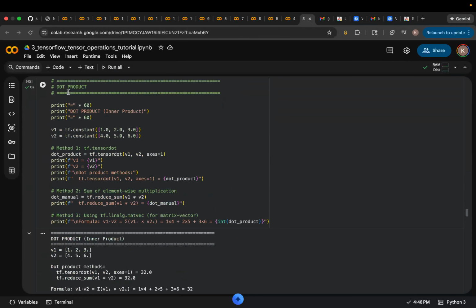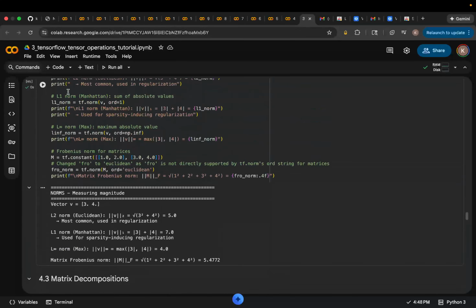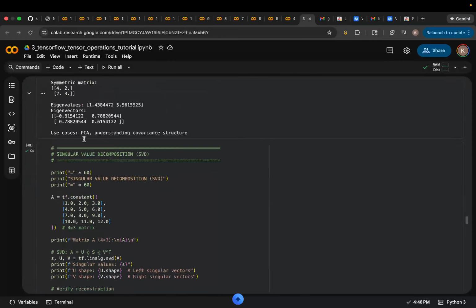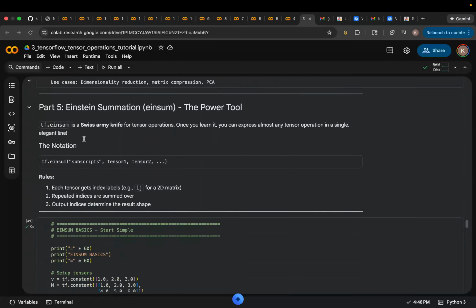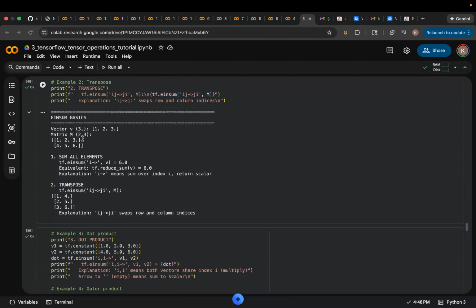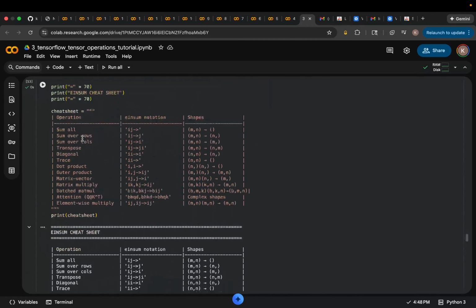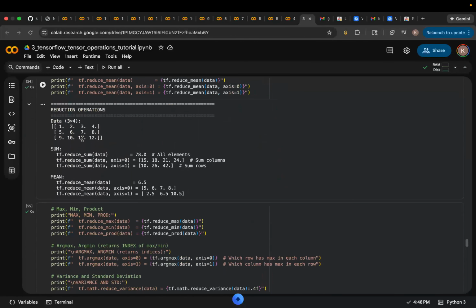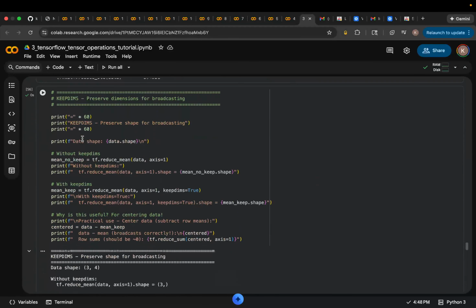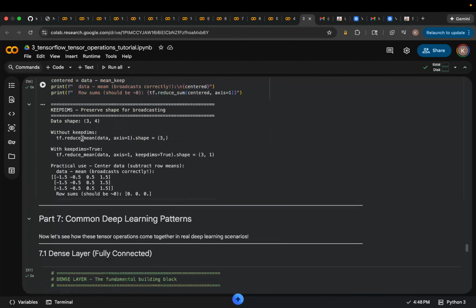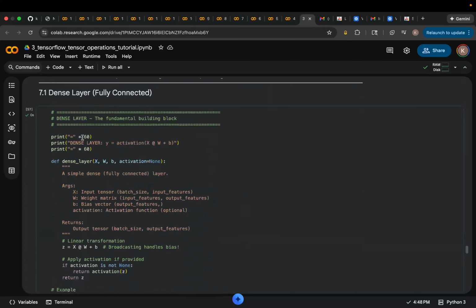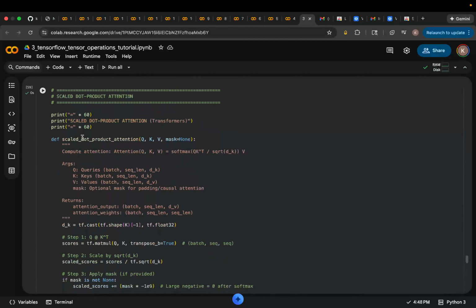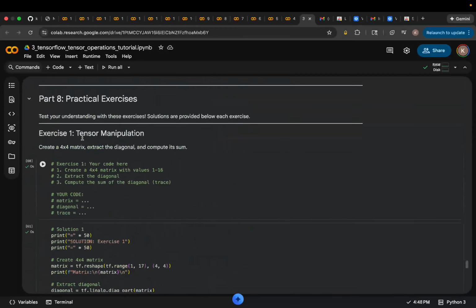These are some vector operations like dot product, L2 norms, eigen decomposition, singular value decomposition, which is SVD, einsum, which is the power tool, and some reduce operations like sum, mean, average, variance, argmax, argmin. We can see that TensorFlow is almost identical to NumPy with some minor differences.